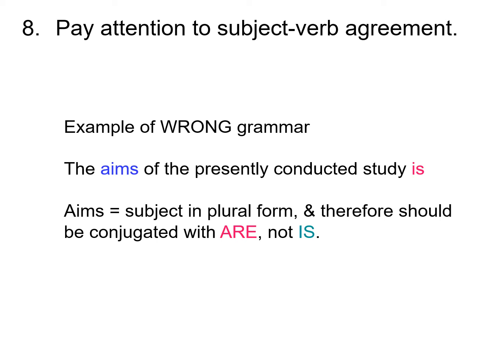Something that I see a lot is this: "the aims of the presently conducted study is." If you take out "of the presently conducted study," it really is saying the aims is. It should not be "is," it should be "the aims are." I see this kind of thing a lot, even in the best writers. So make sure that before you submit this, you check your grammar.